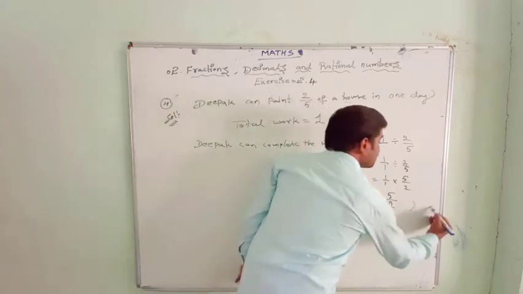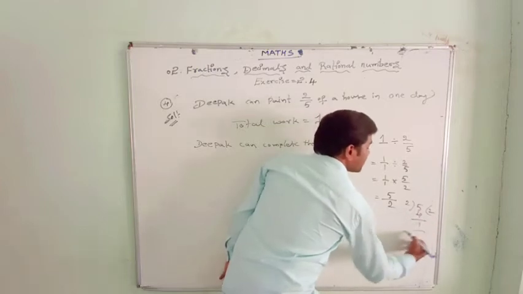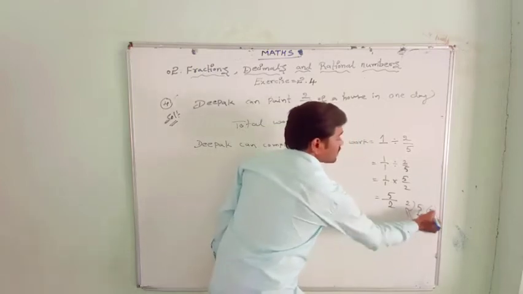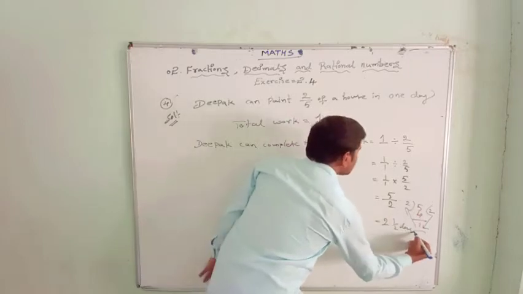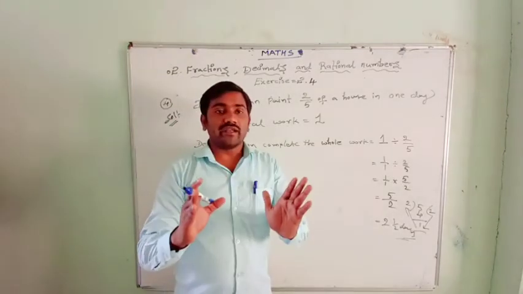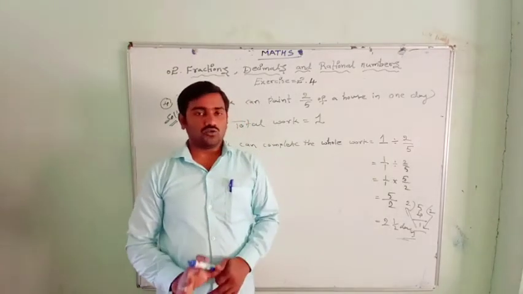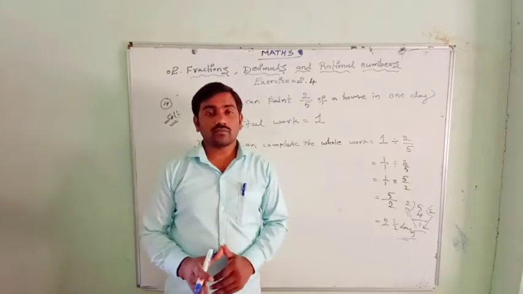5 by 2, this we express as a mixed fraction. 2 into 2 is 4, we get 1 as a remainder. So we write the whole part, that is 2 whole 1 by 2 days. That means in 2.5 days, this Deepak can complete the painting of a particular house. So I hope you understand this exercise.